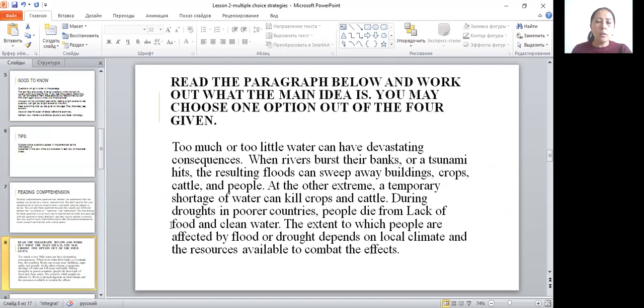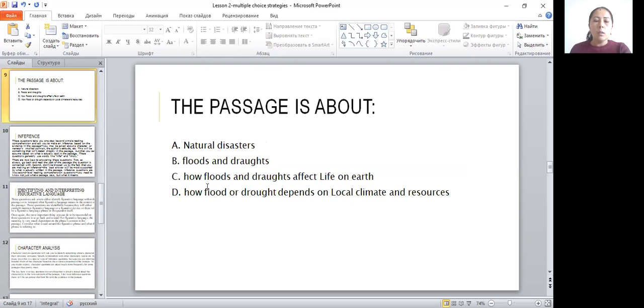And another point for reading comprehension: I'm showing the material which I would like to share. Later I will send it to our Telegram group also. You should read the paragraph and understand it, and according to that reading comprehension strategy, you should answer the question: what is the passage about? You should send me one point of view.